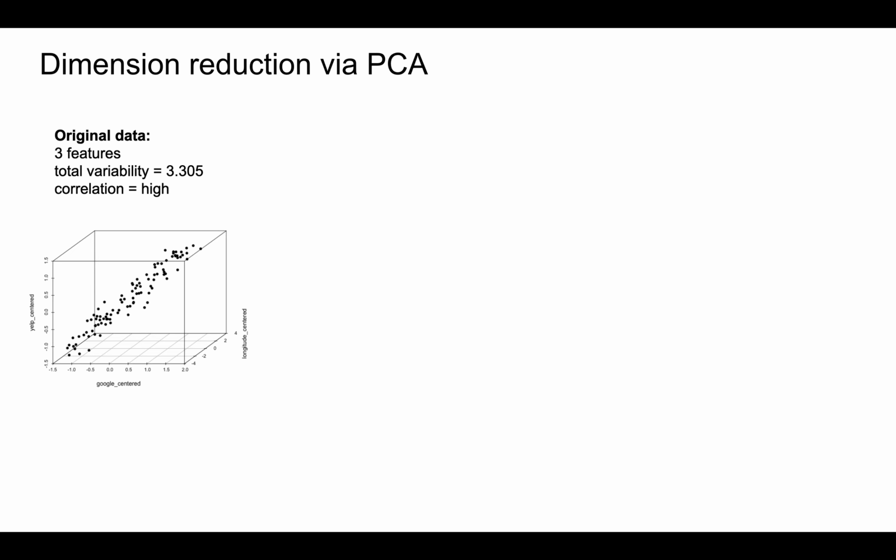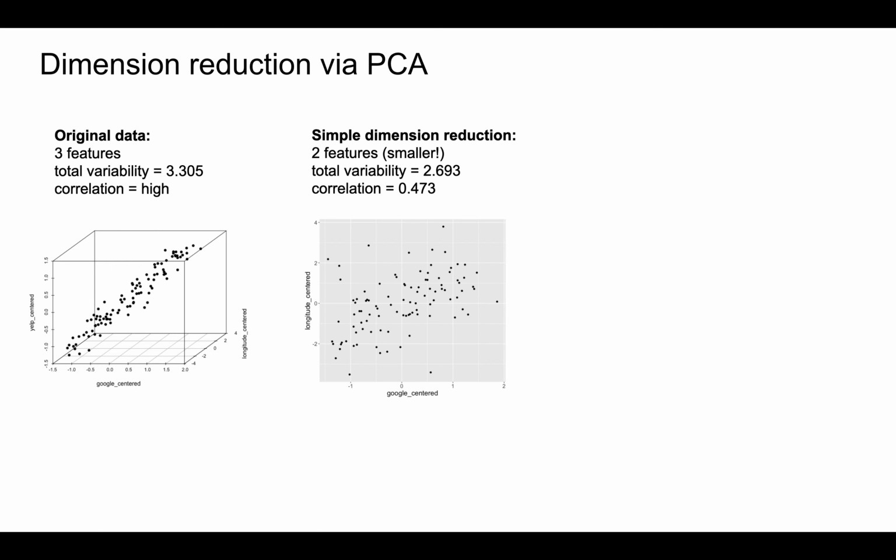If we had approached this the simple way, by say, kicking out the Yelp ratings, we would succeed in simplifying the dataset from three features to two features. However, we lose a significant chunk of the variability or information in the data. The variability here dropped from 3.305 down to 2.693. Further, though we got rid of Yelp ratings, which are strongly correlated with Google ratings, there's still a relatively moderate correlation among our two remaining features, a correlation of 0.473.